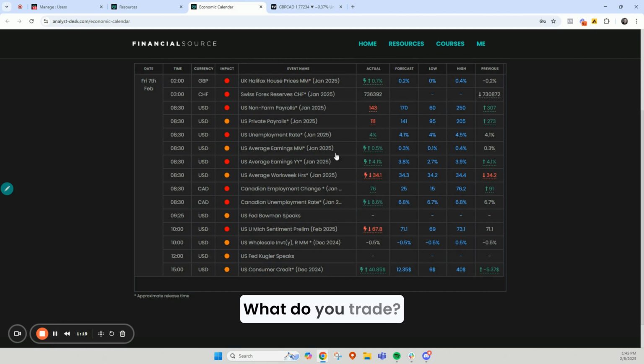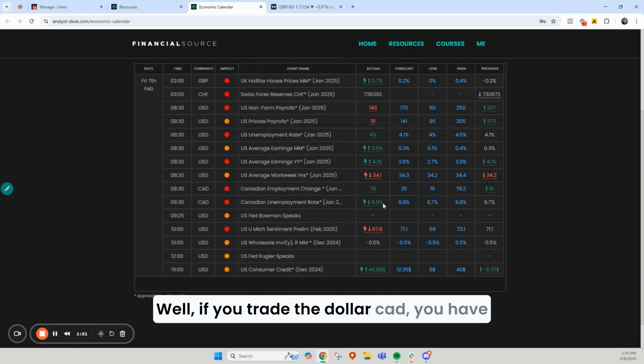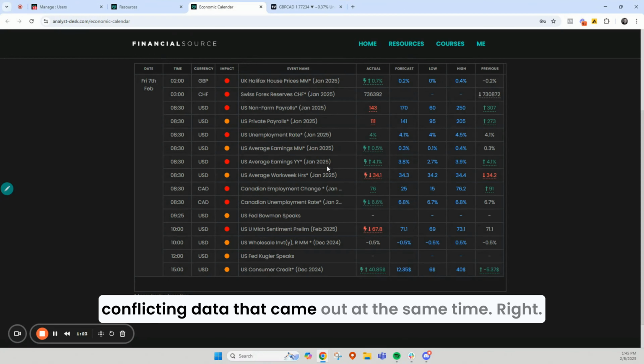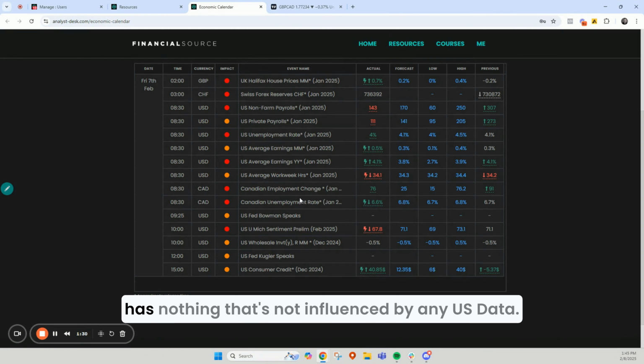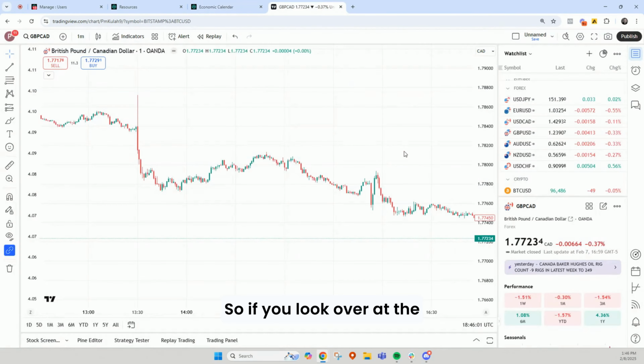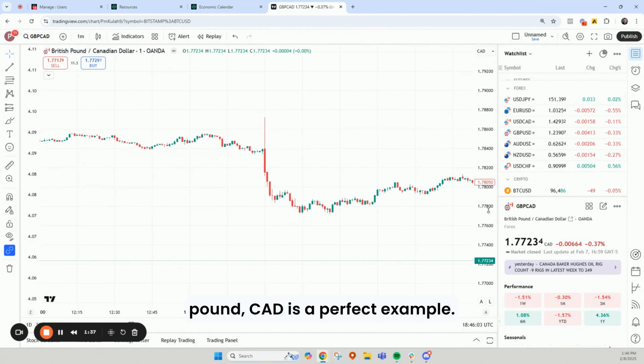So what do you trade? Well, if you trade the dollar CAD, you have conflicting data that came out at the same time, right? Both at 8:30, you had US and the Canadian dollar. So you want to choose a pair that just has nothing, that's not influenced by any US data. So if you look over at the pound CAD, it's a perfect example.